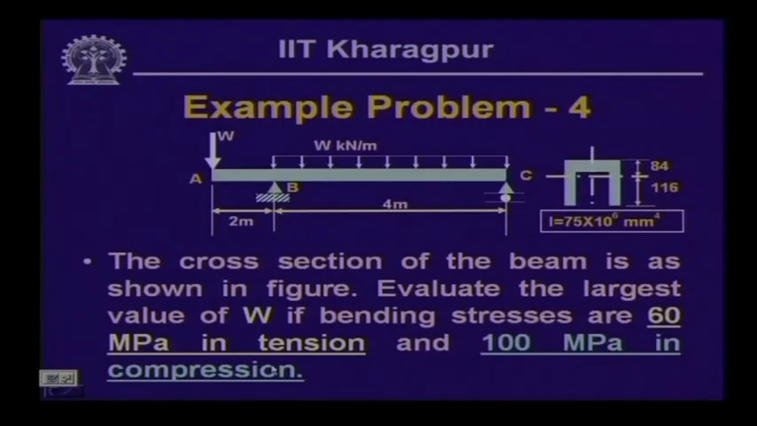Well, I have another example problem for you. This you can try: a beam which is subjected to a uniformly distributed load of total W kilonewton per meter, and at this point we have a load of W, having a cross section for which the distances from the neutral axis are given and the moment of inertia with respect to the neutral axis is given. You will have to compute the value of W, so that the stresses do not exceed the limiting values.